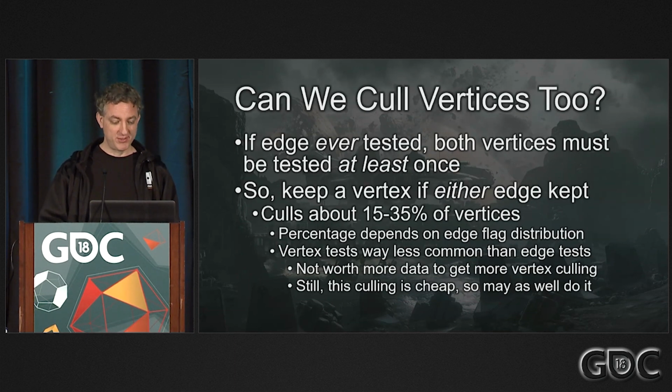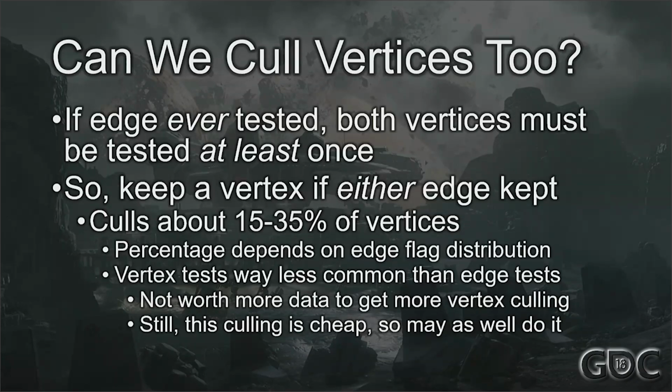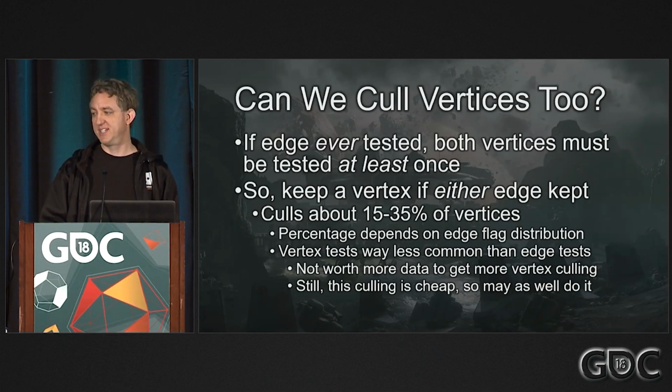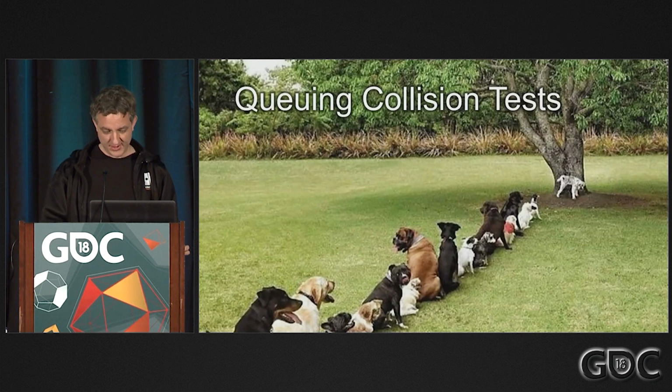Now, can we do the same thing for vertices? Well, we need to test a vertex if either edge is ever tested. So we have to keep a vertex if either of its neighbors' edges is kept. It culls about 15 to 35%. Not as good, but it's something. We tend to hit way fewer vertices than edges anyway, so it's okay that it's not as accurate. And to get more accurate, we need more bits stored per triangle, and we'd rather use those bits for other stuff. So, last thing to do is queue the collision tests.